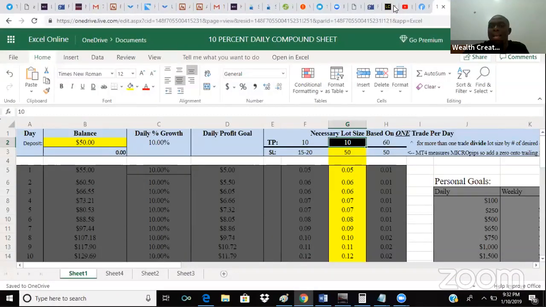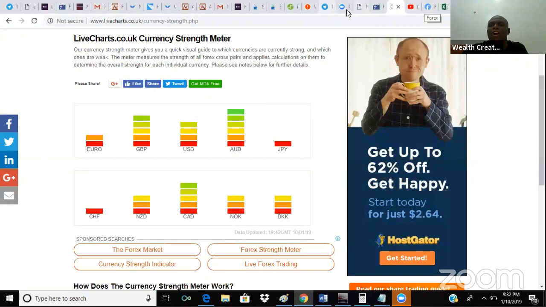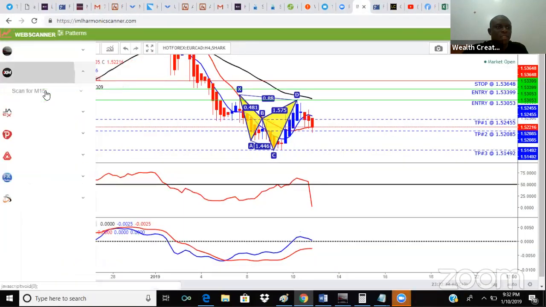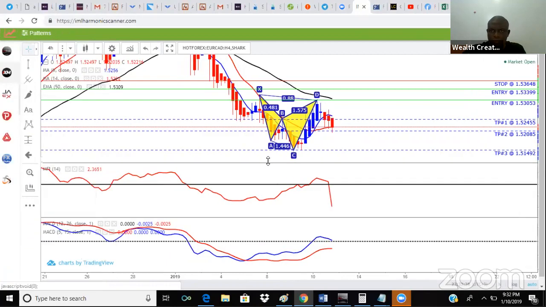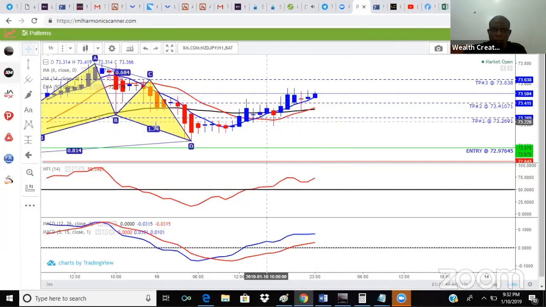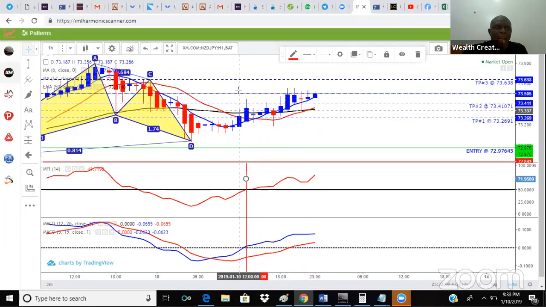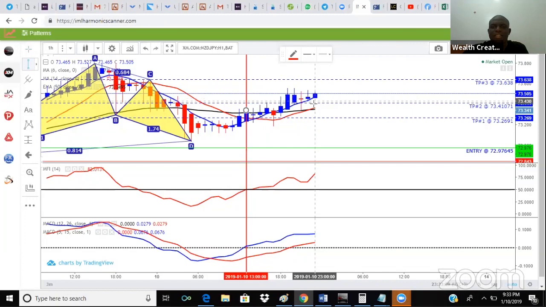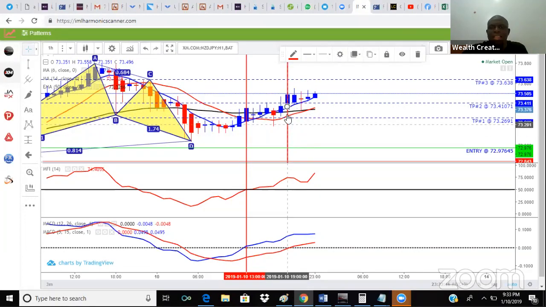Number 2, I come to my harmonic scanner. What is the setup that I have? So let's go and see a sell setup or a buy setup. Good. This has crossed up here. This has crossed up here. My Heiken Ashi candle has formed for momentum. I will wait until my blue is above red, and they are both above. I will not enter here, guys. This is where I will enter. NZD JPY.